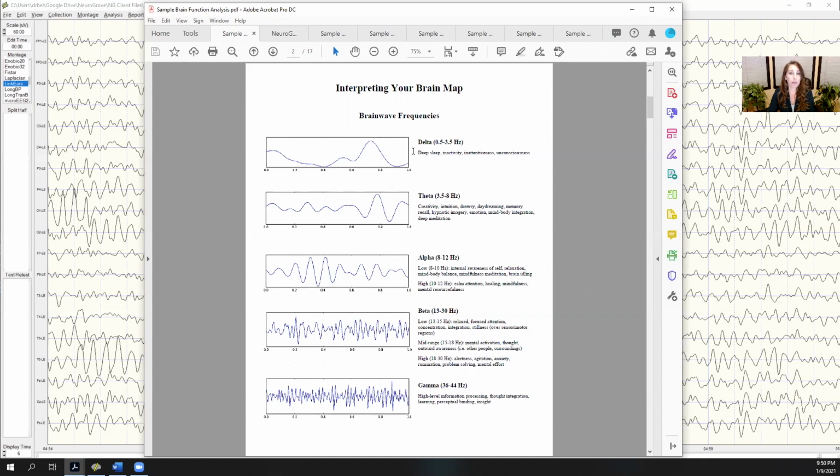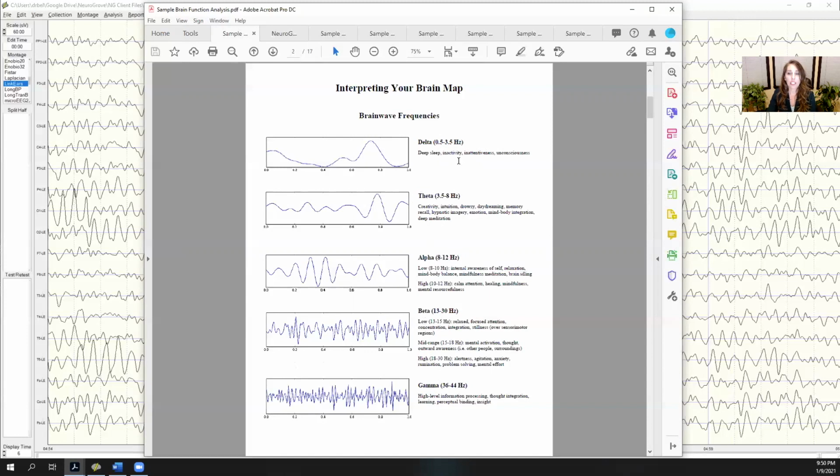So our frequency bands are delta, which usually ranges from about 0.5 to 3.5 hertz, sometimes up to 4. Theta goes from around 3.5 up to 8 hertz. Alpha is 8 to 12, beta is 13 to 30, and gamma is 36 to 44. So you can see that delta, these are the slowest frequencies.